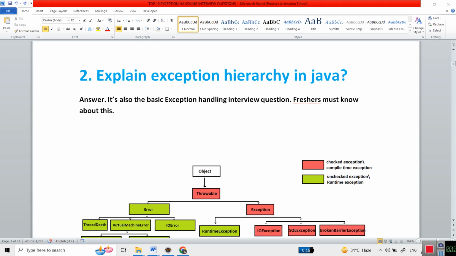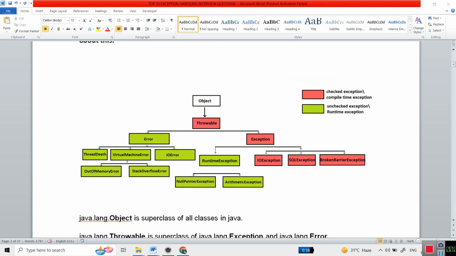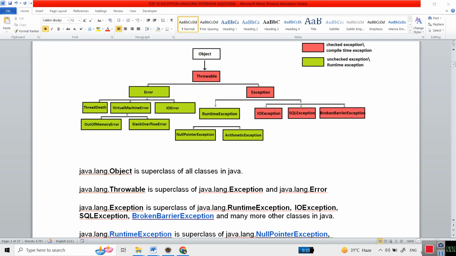Explain exception hierarchy in Java. For a fresher and an experienced person, definitely this question will be asked. So we have Object, that is a superclass, and we have Throwable, right? Throwable is a superclass of java.lang.Exception and java.lang.Error. And this Throwable is divided into two subclasses, Error and Exception.